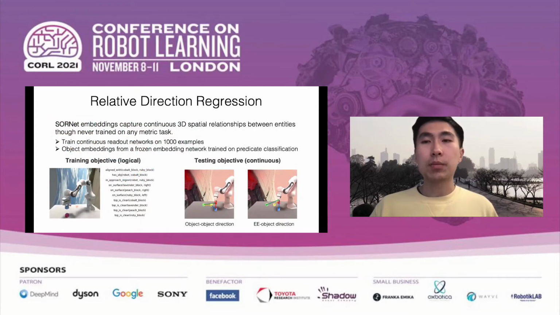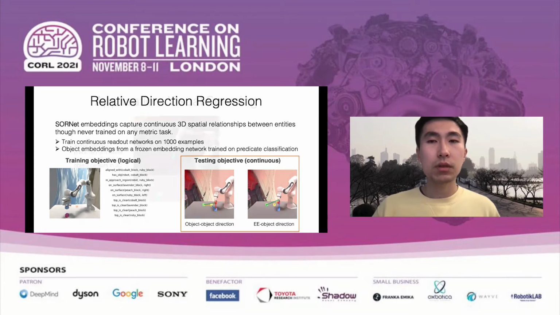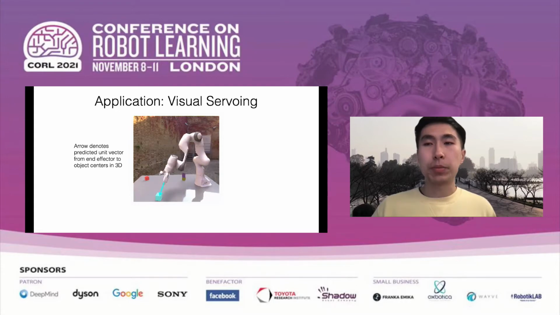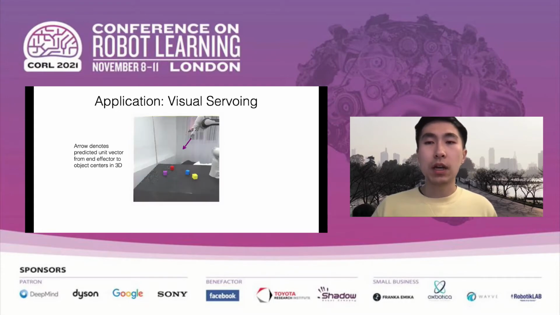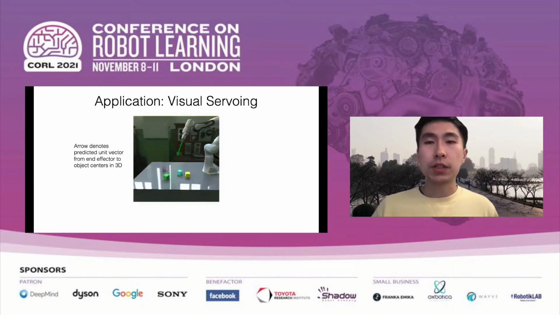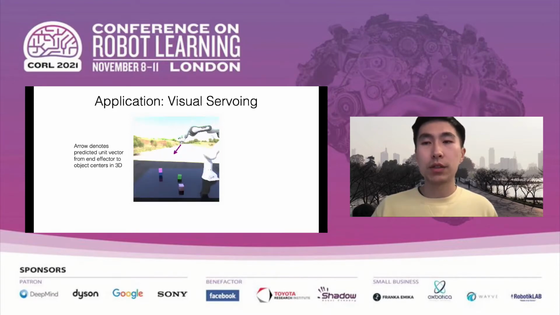Although SORNet is trained on predicting logical predicates, we found that the learned embeddings are also able to capture continuous spatial relationships. In this experiment, we show that readout networks can be trained on frozen SORNet embeddings to regress continuous quantities, such as relative directions between entities in the scene. The fact that continuous quantities can be predicted from SORNet's embeddings opens up many potential applications. For example, in the video here, we use the predicted 3D direction from the robot's end effector to the object centers to guide the robot to reach a target object using position control.